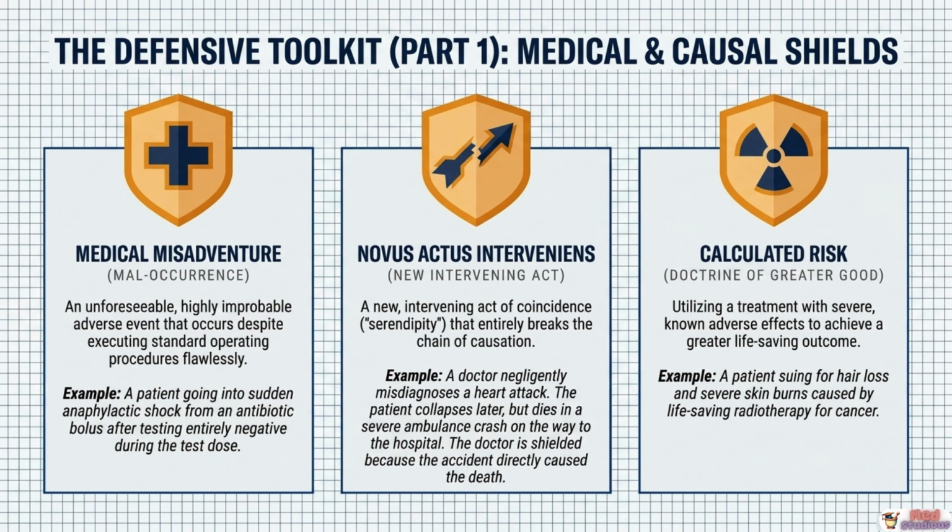The third defense is calculated risk, also called the doctrine of greater good. This applies when a treatment with known severe adverse effects is deliberately chosen because it offers the best chance of saving the patient's life, such as administering life-saving radiotherapy that causes significant burns and hair loss in a cancer patient.